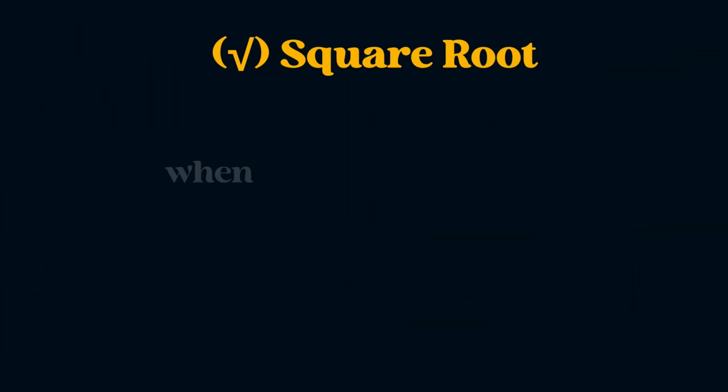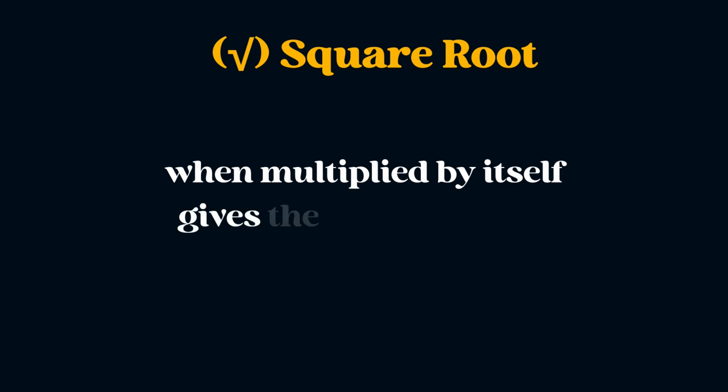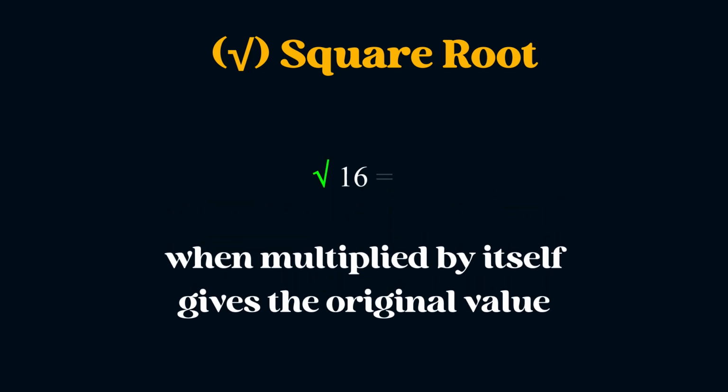13. Square root. The square root finds a number that, when multiplied by itself, gives the original value. For example, square root 16 equals 4, since 4 times 4 is equal to 16.